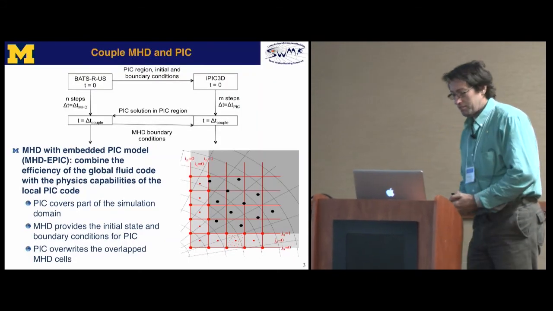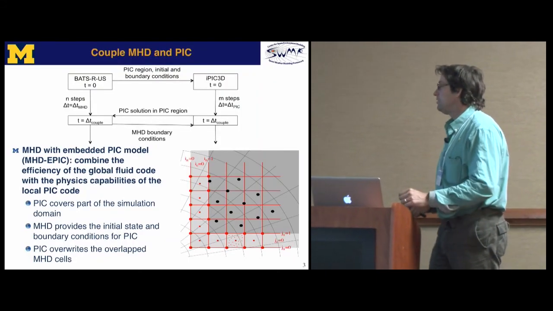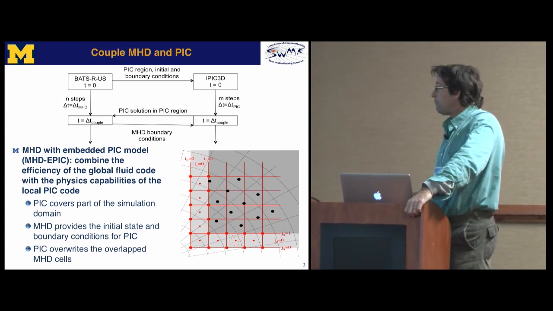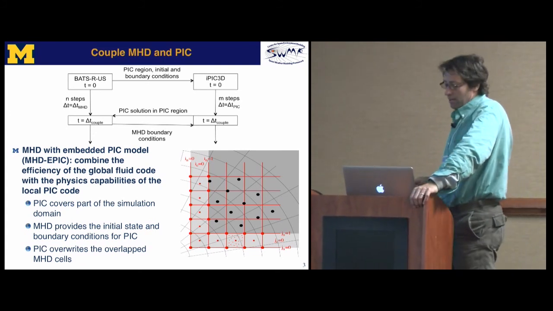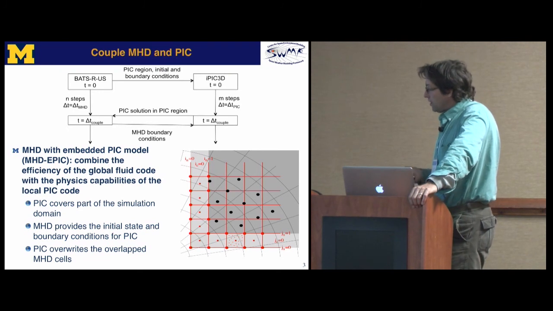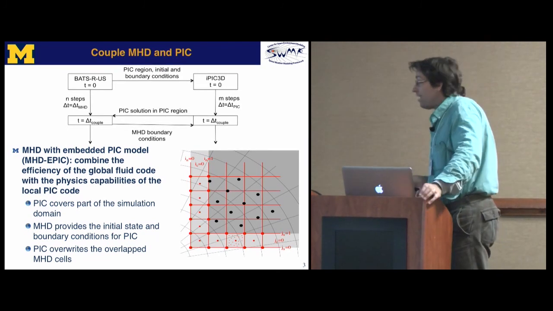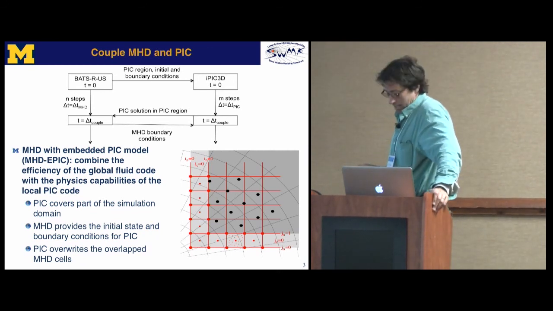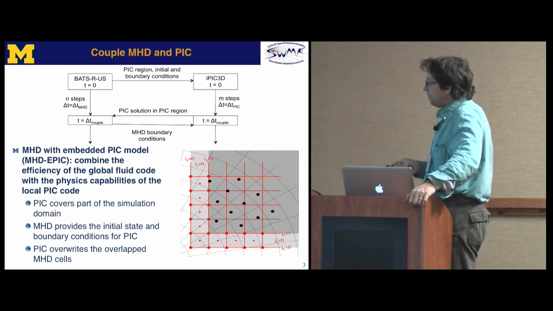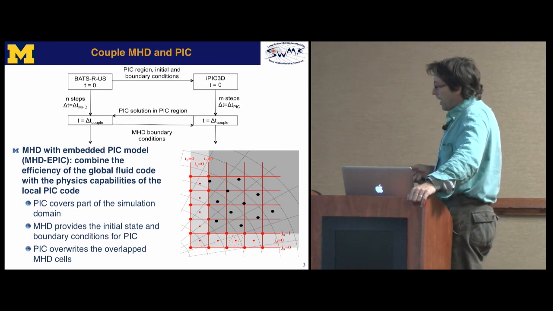So to begin with, I'm going to be describing the work by Gabor Toth and Yushi Chen with the PIC model. So the coupling of a PIC model. The MHD model is shown on the spherical grid, and the PIC model is shown on a Cartesian grid, and they overlap.